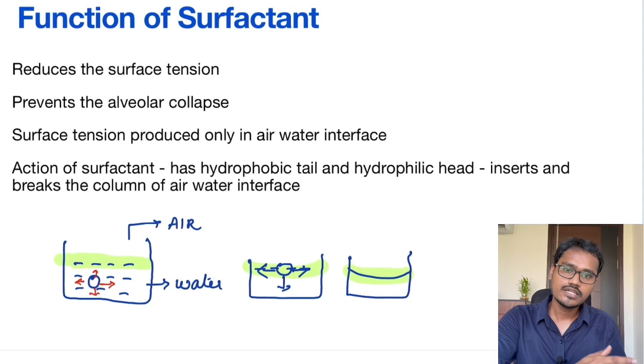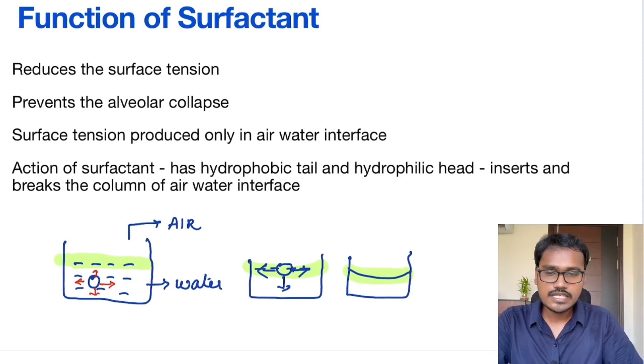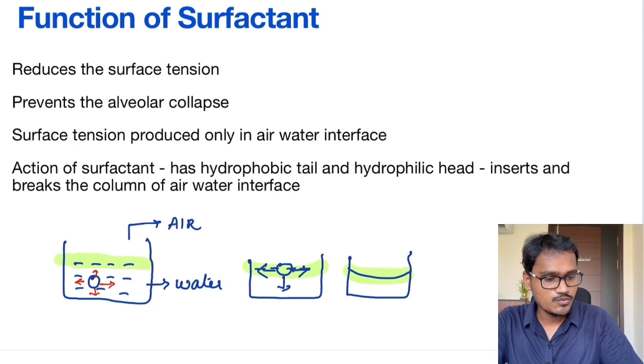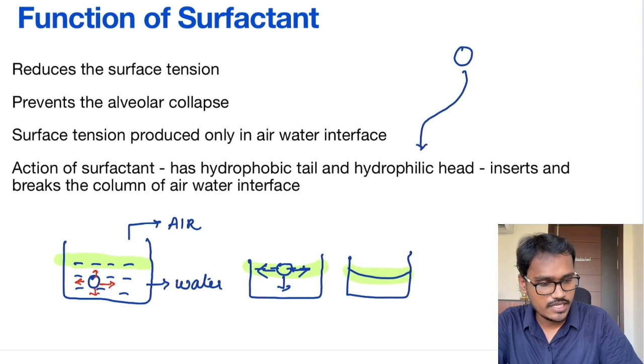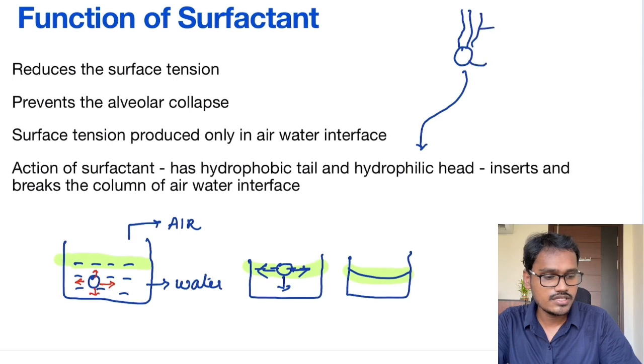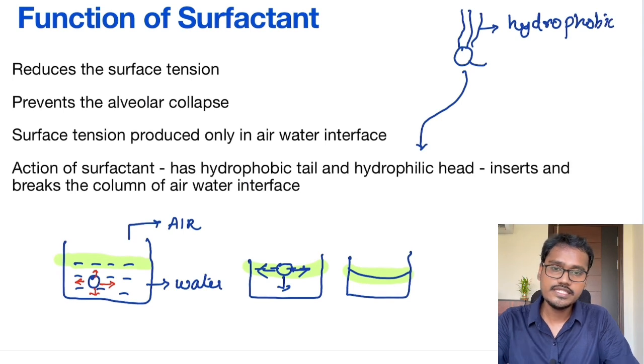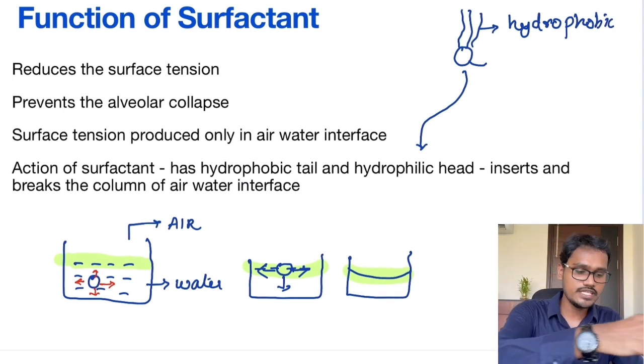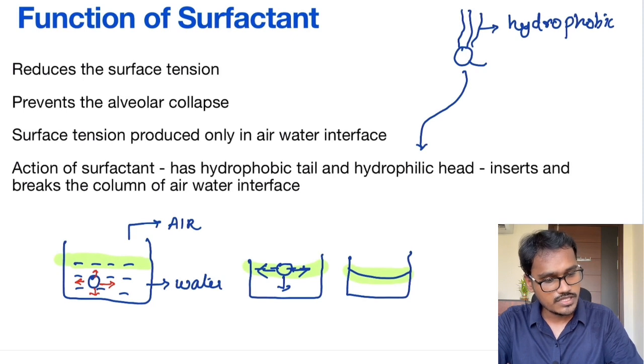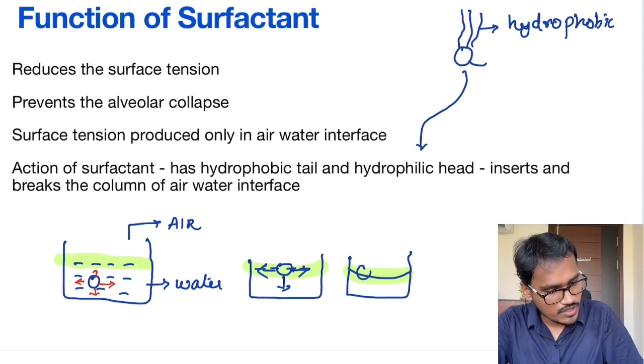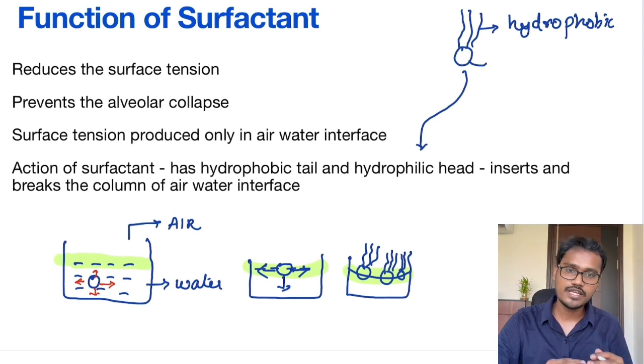How does this surfactant reduce this surface tension? Let's see. This surfactant molecule is very intelligent. It has one hydrophilic group, the hydrophilic head, and it also has a tail region which is hydrophobic. It is against water. So what it does is, it goes and gets inserted in between these water molecules. Suppose our surfactant molecule is like this. It will go and get inserted here and break the water column. If the water column is broken, obviously the surface tension will reduce.